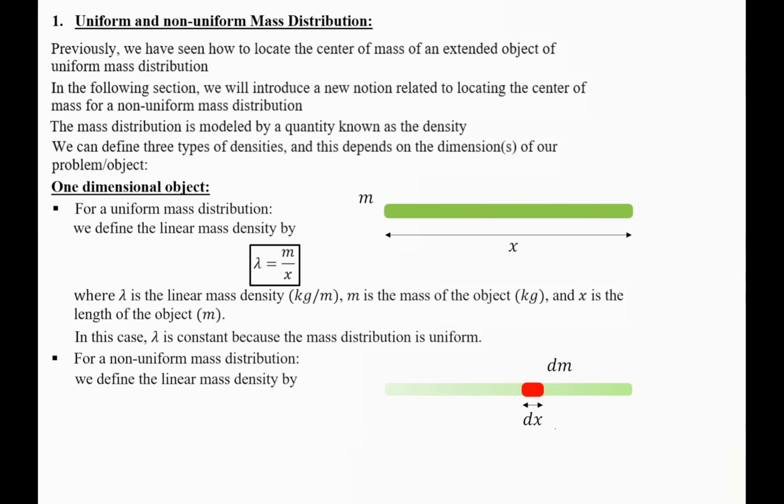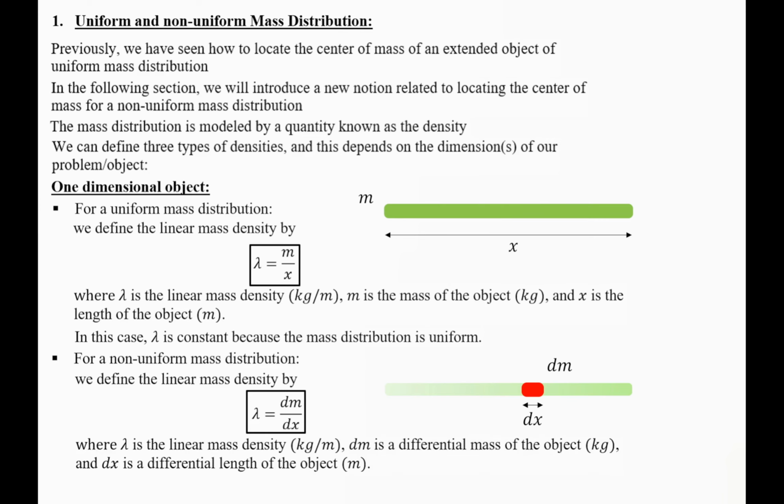and of a very small length dx. For this particular point chosen along the rod, the linear mass density is given by lambda equals dm divided by dx, where lambda is the linear mass density, dm is the differential mass, and dx is the differential length. All the units that we have discussed previously hold exactly the same. In this case, lambda is variable because the mass distribution is non-uniform, and this is straightforward.